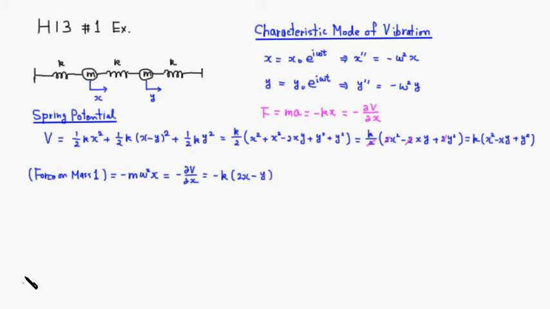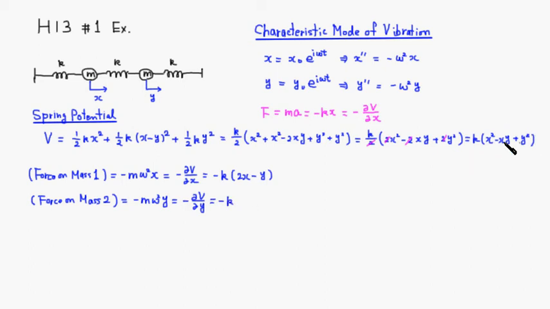And we do the same thing with the force on mass number 2. In this case, displacement is y, so we have negative mass times acceleration is equal to the negative of the partial of the spring potential with respect to y. So you have a negative sign, and k is a constant multiple here.